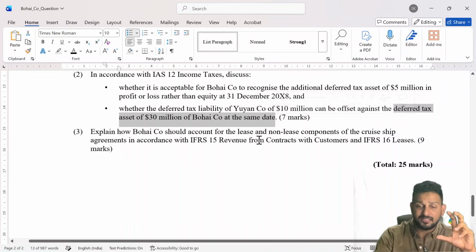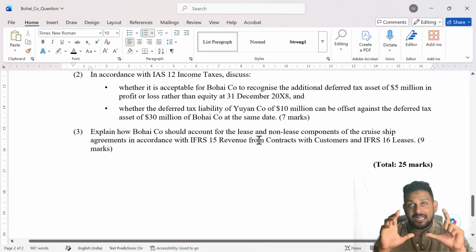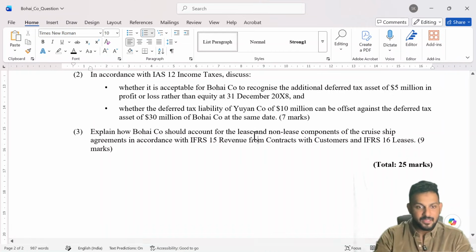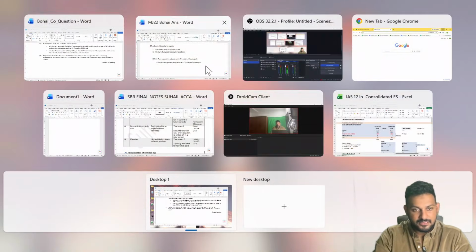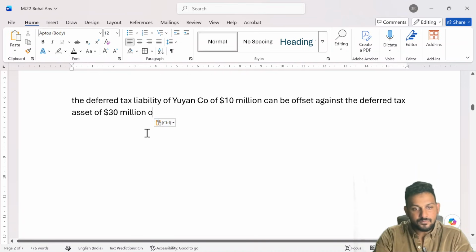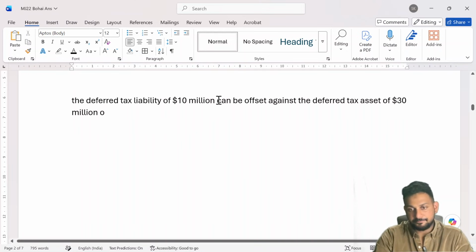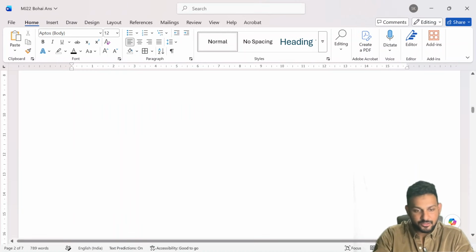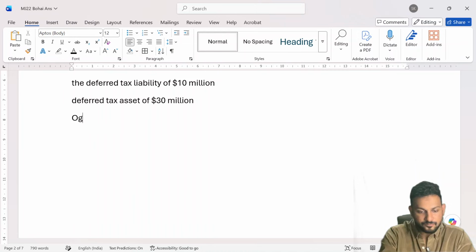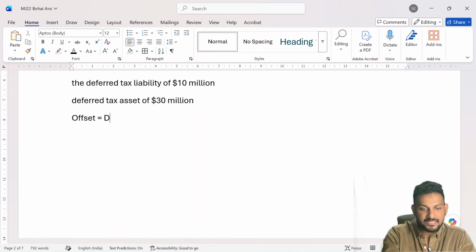They are asking whether the deferred tax should be recorded on a net basis, because here there is a deferred tax liability and a deferred tax asset. There's a deferred tax liability of 10 million and a deferred tax asset of 30 million. So one is liability, one is asset, and they're asking whether we can offset. When we offset it, we will record only the net amount. The net amount will be a deferred tax asset of how much? 20 million.